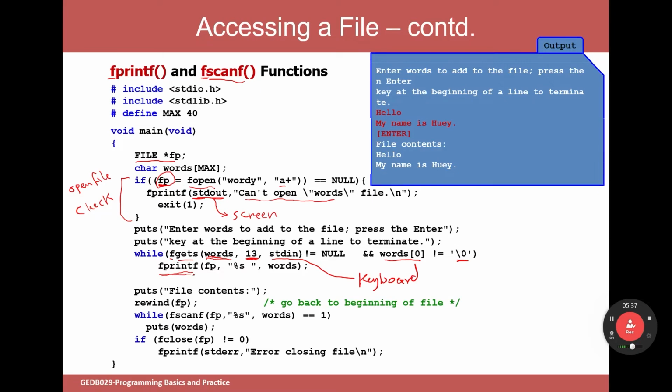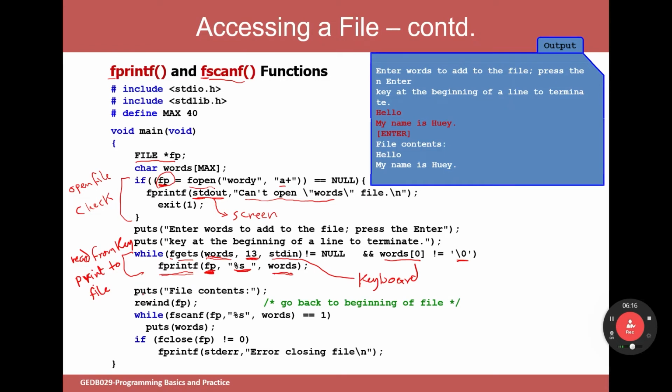How? Using printf. So this one will write to the file. This is the file pointer, and then I will write to the file the string. So this part is read from the keyboard, and then put or print to the file. So this one will print to the file.